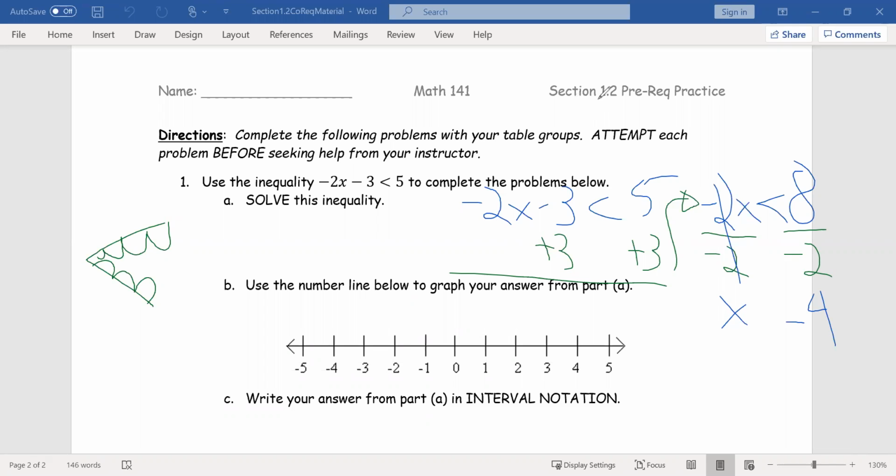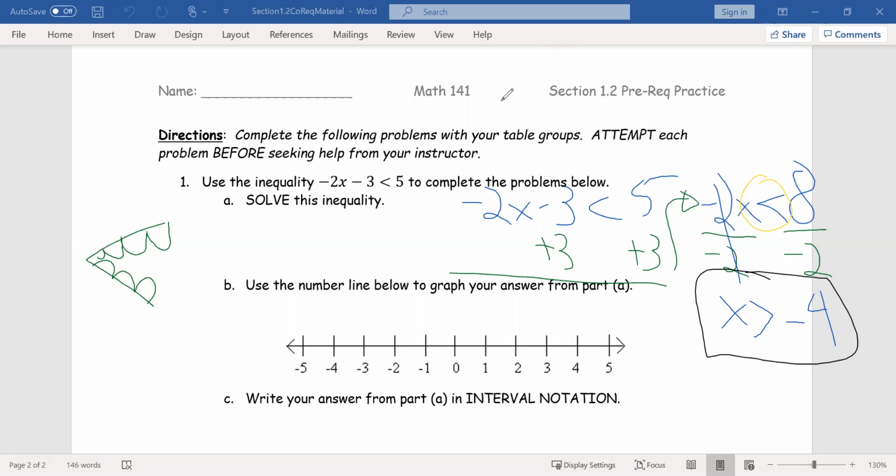And then one additional thing here: because we divided by a negative, anytime you divide by a negative on both sides of an inequality, or multiply by a negative on all sides of an inequality, you have to switch the sign of the inequality sign. So here we have a less than, but since we divided by a negative, we're going to make this a greater than symbol. Okay, and there is our solution for the inequality. x is greater than negative 4.